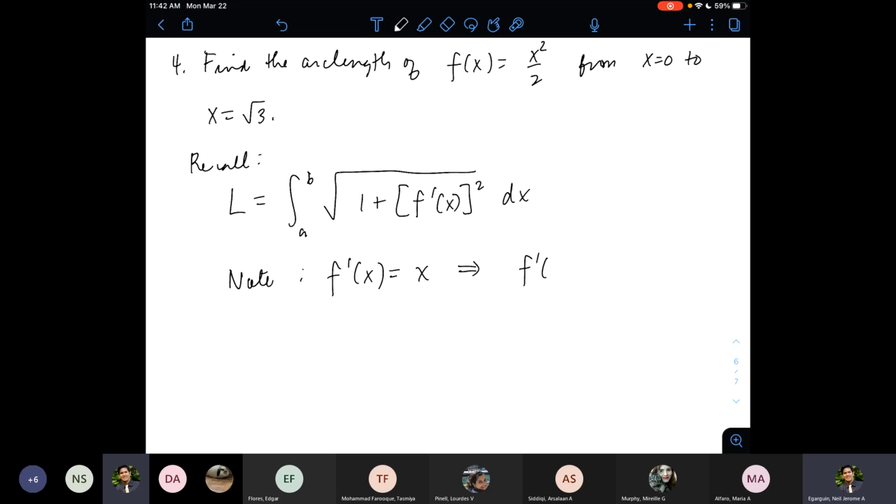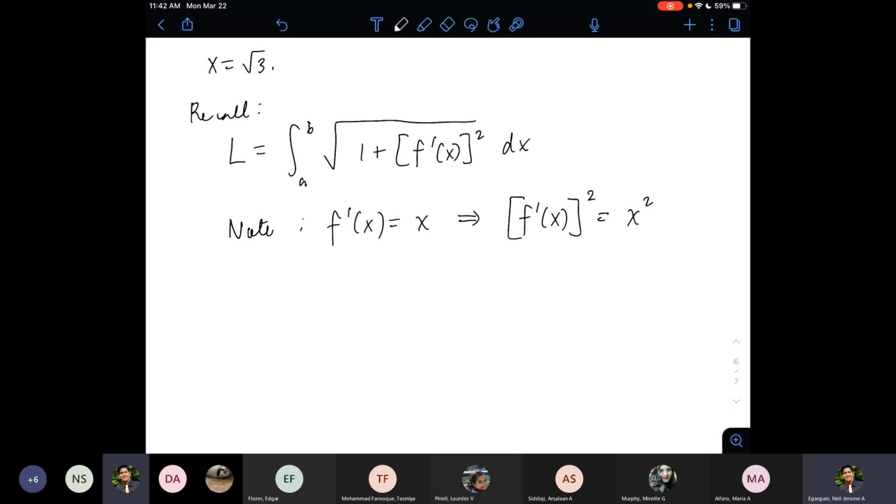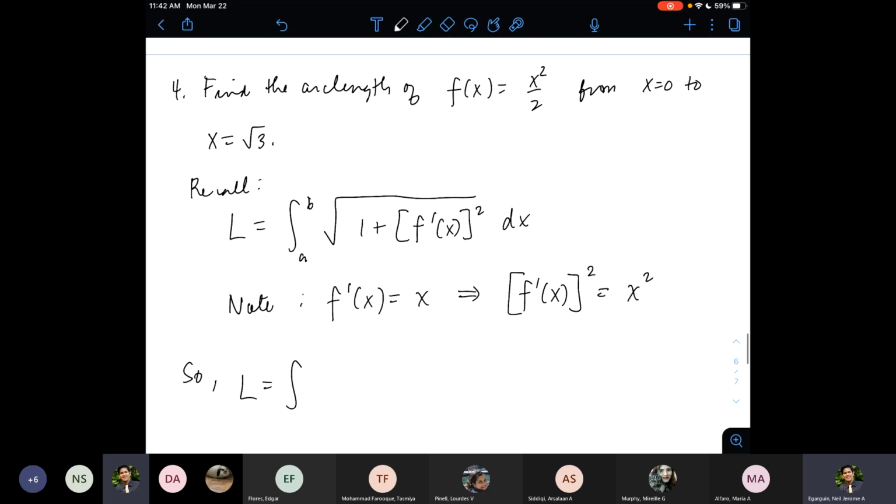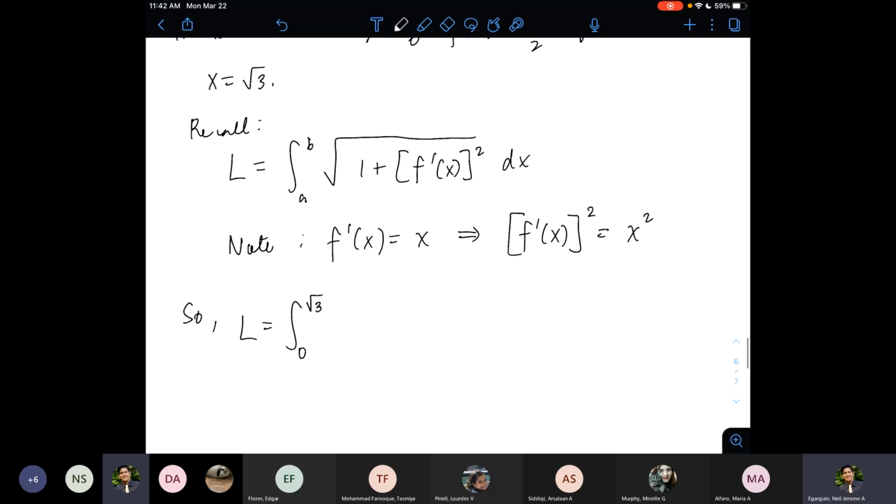Then f prime of x quantity squared will just be x squared. So we put that into the formula. So the arc length would be the integral from a to b, so that's going to be 0 to root 3. Is the upper bound really root 3? Yes, it is. So then we take the integral of the square root of 1 plus x squared dx.